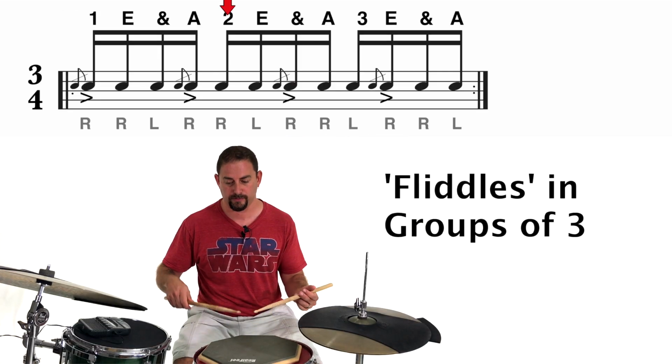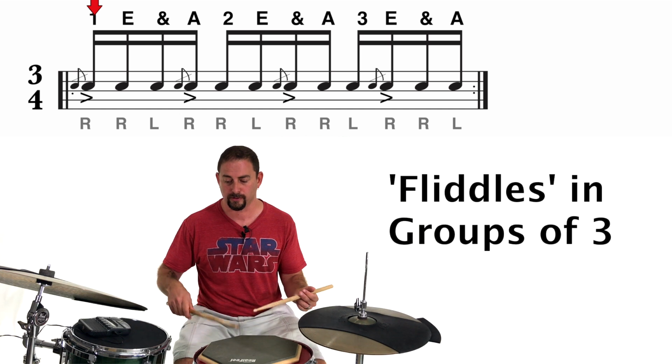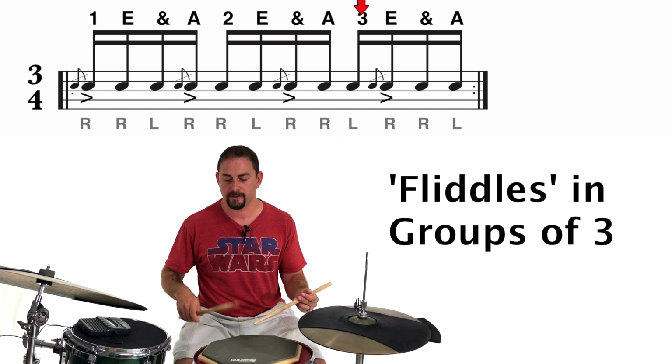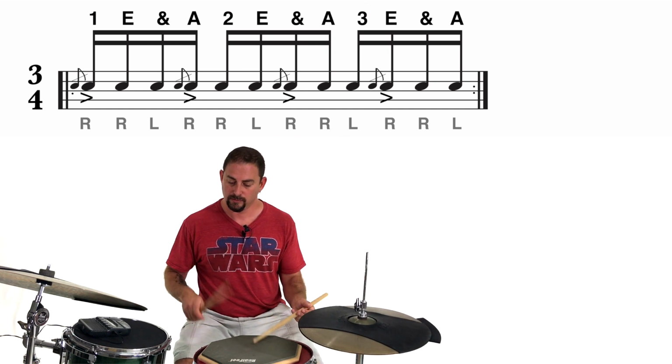1, 2, here we go. So it's 1 E and a 2 E and a 3 E and a, fliddle tap, fliddle tap, fliddle tap, fliddle tap. Now notice this is all a righty lead, which means you can also turn around and do that in a lefty lead.